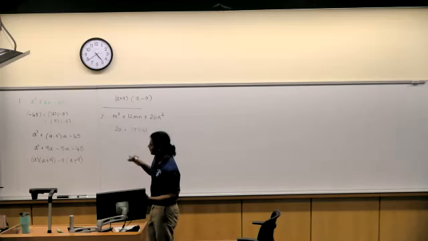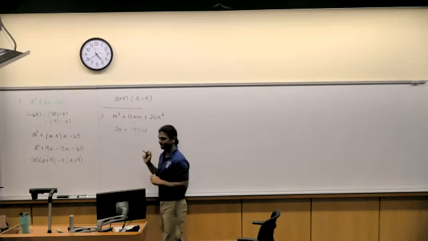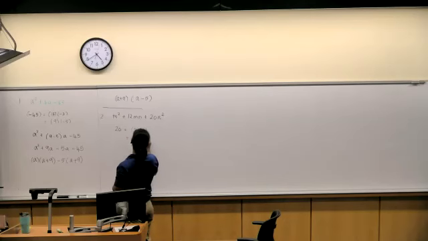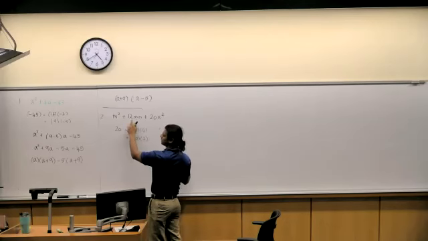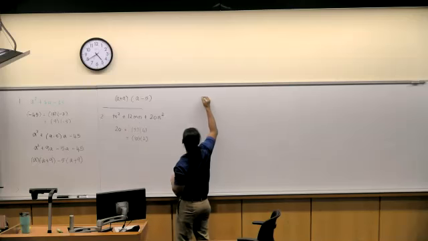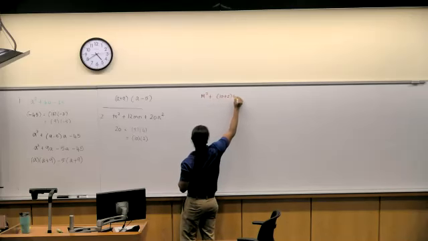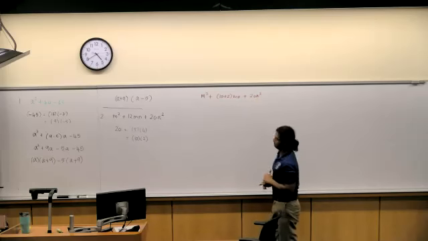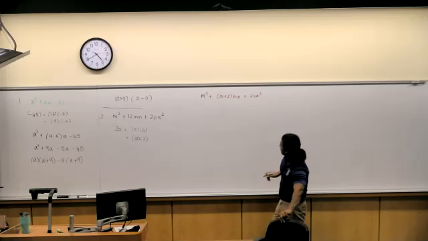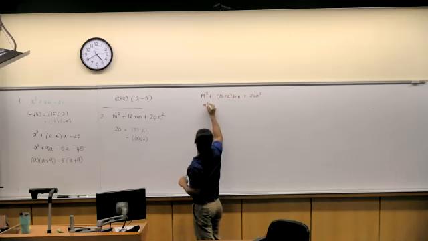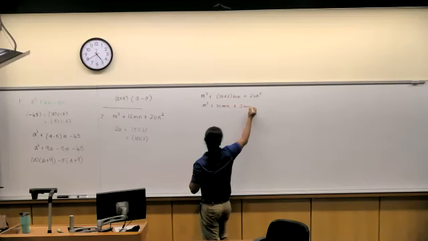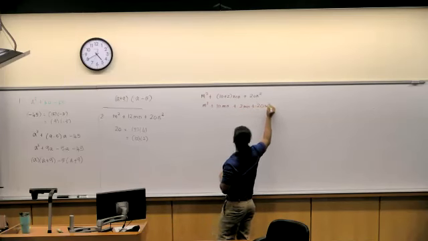What should we use other than 5 times 4? 10 and 2. 10 times 2 is 20. 10 plus 2 is 12. So we will have m squared plus 10mn plus 2mn plus 20n squared.